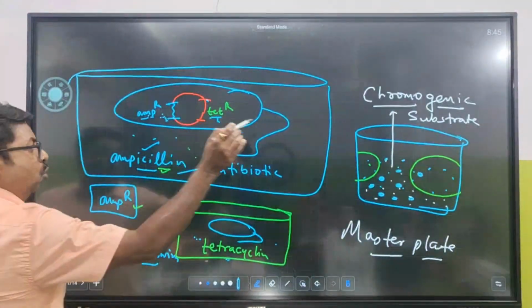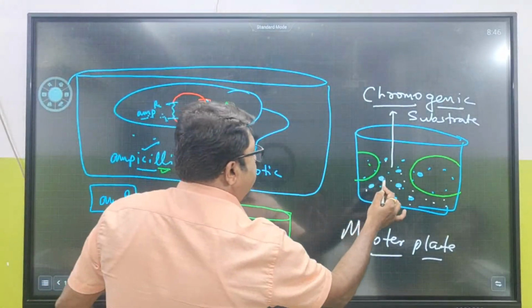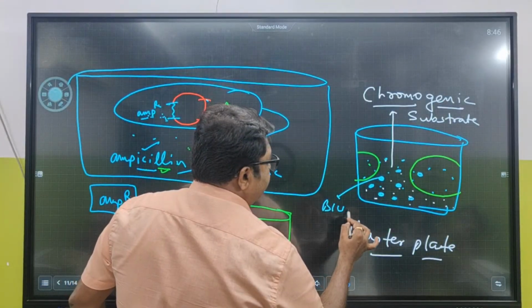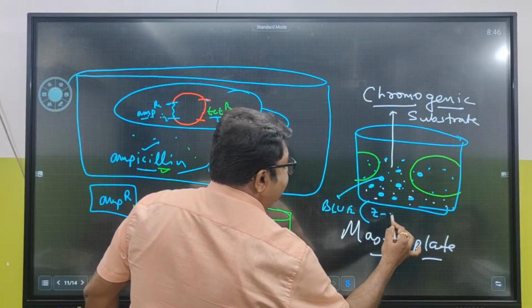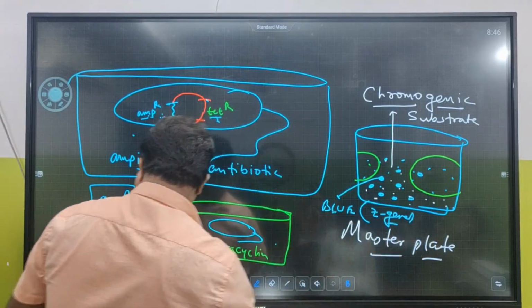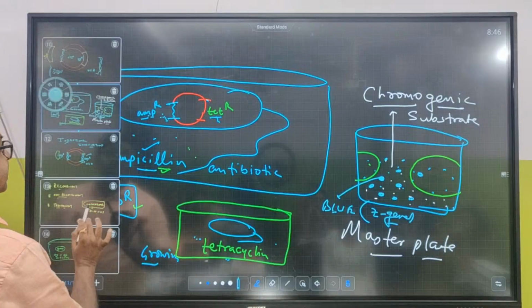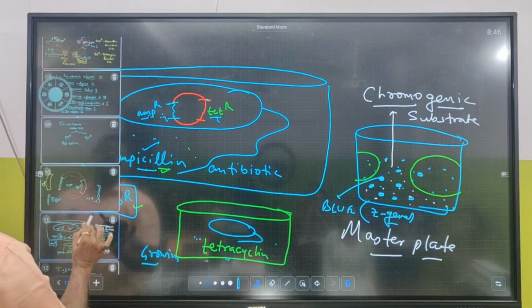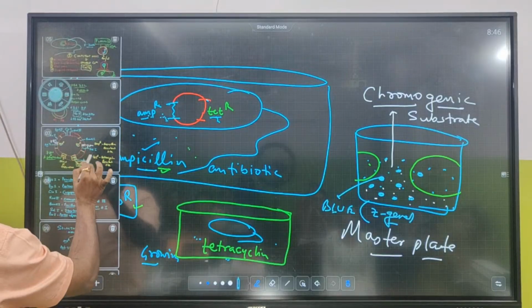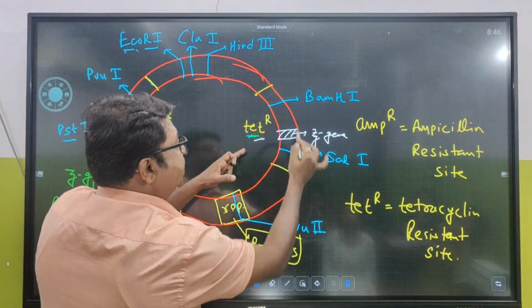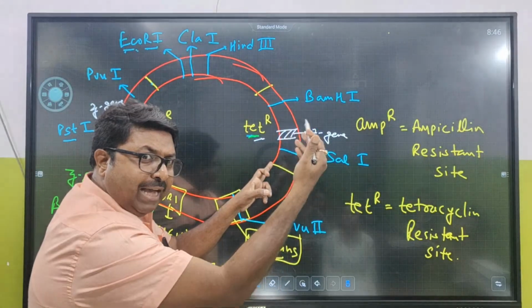Sigila, blue color is only going to form if the Z gene is present. Z gene present means what? It is present over here. That means insertion and inactivation has not occurred.